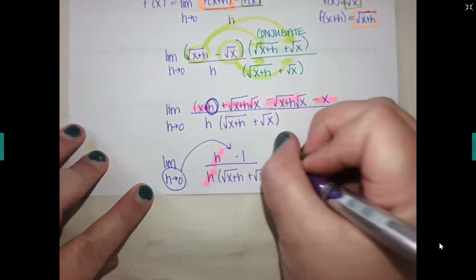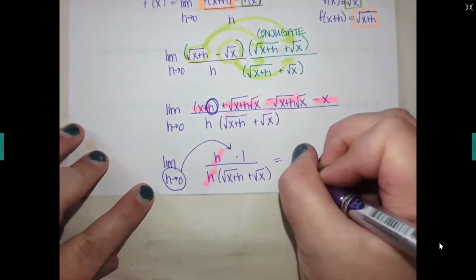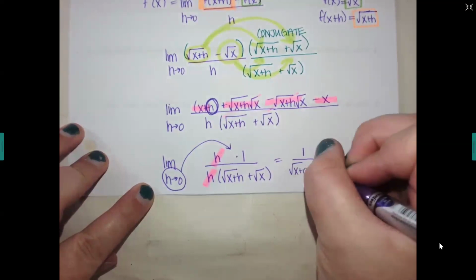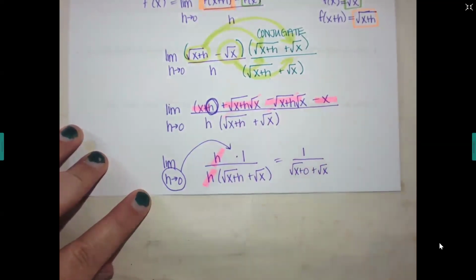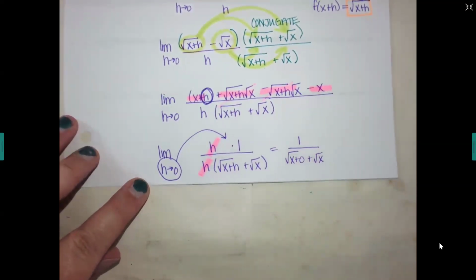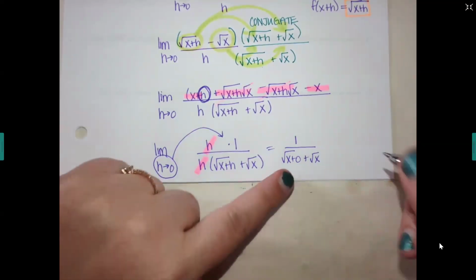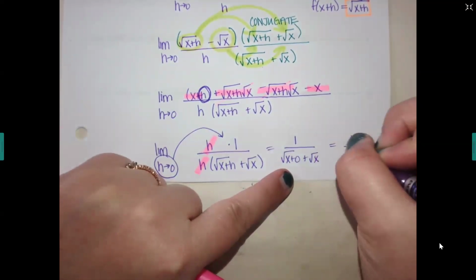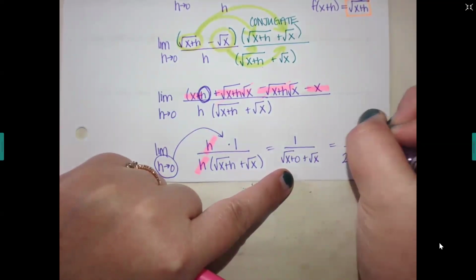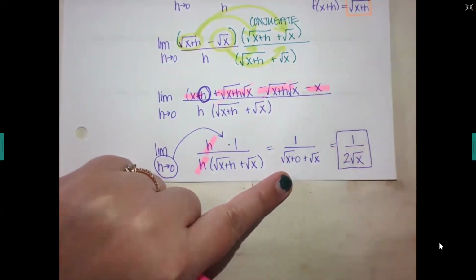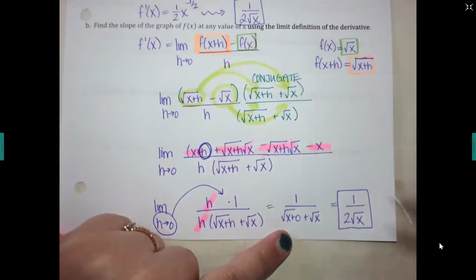So then I'm going to have 1 over root x plus 0 plus another root x. What is root x plus 0 the same as? 0. So root x plus another root x. How many root x's are on the bottom? 2. 1 over 2 root x. And what answer did we get when we did it the short way? Oh, wow. Look, it's the same.